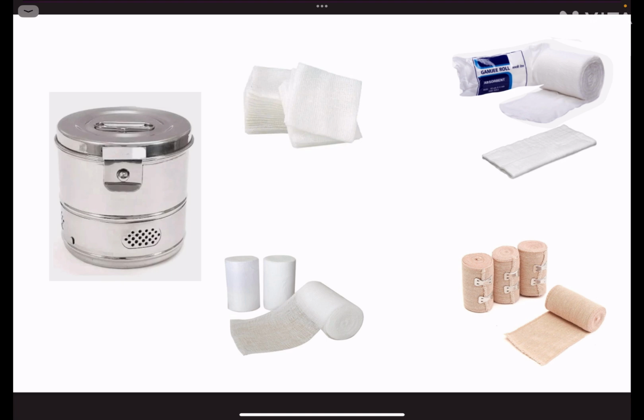Different materials that are kept in surgical drums are gauze pieces, roller bandages, Gamgee pads and Gamgee rolls, crepe bandages. One should know the number of holes in a gauze piece per square centimeter, which is 4 into 4, that is 16.